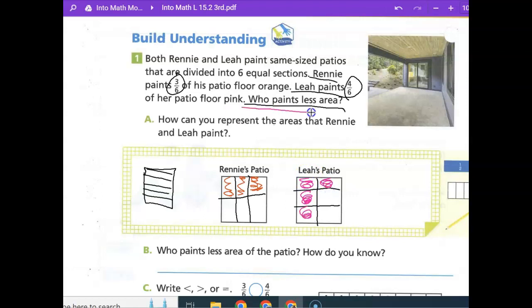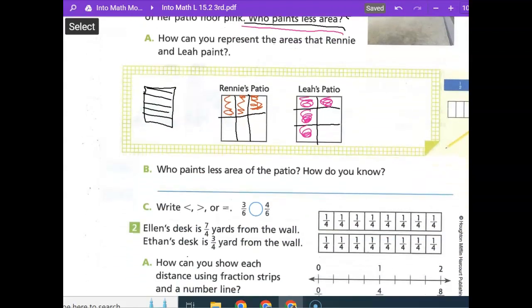And the question is, who paints less area? So who painted less area? Well, the one that has the least shading. So Rennie painted less area. How do I know? Less of Rennie's area is shaded.